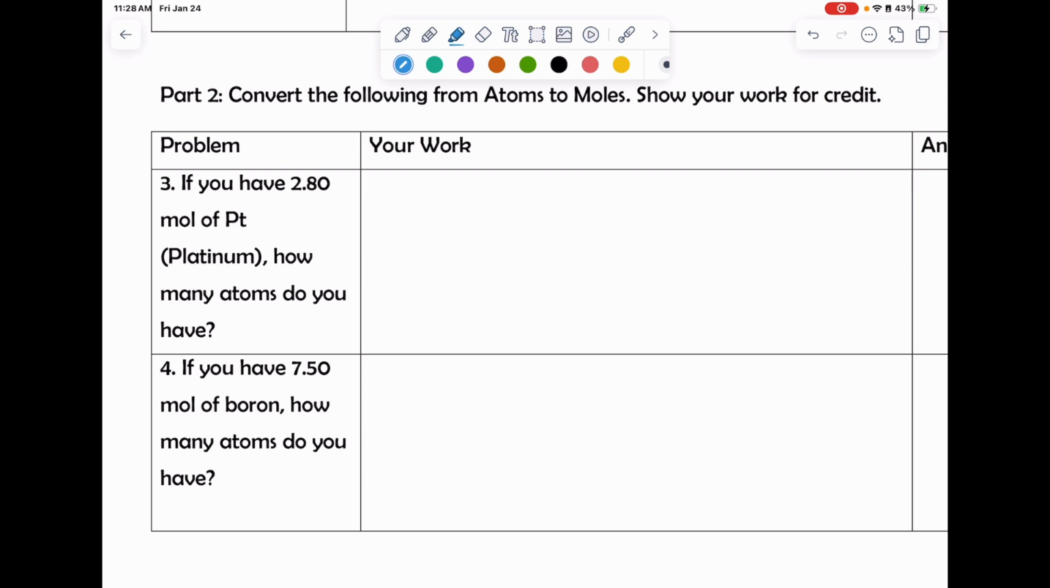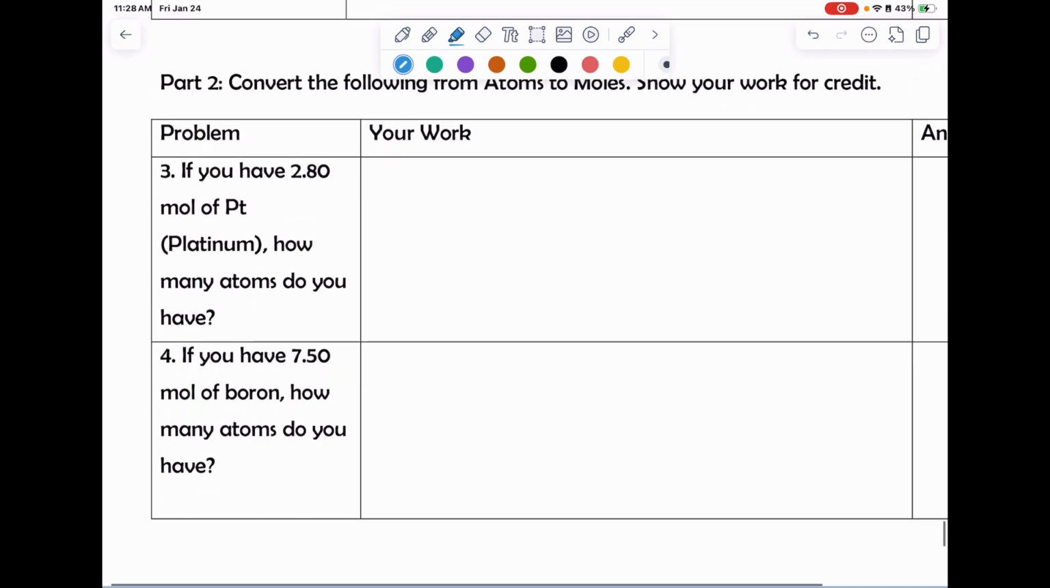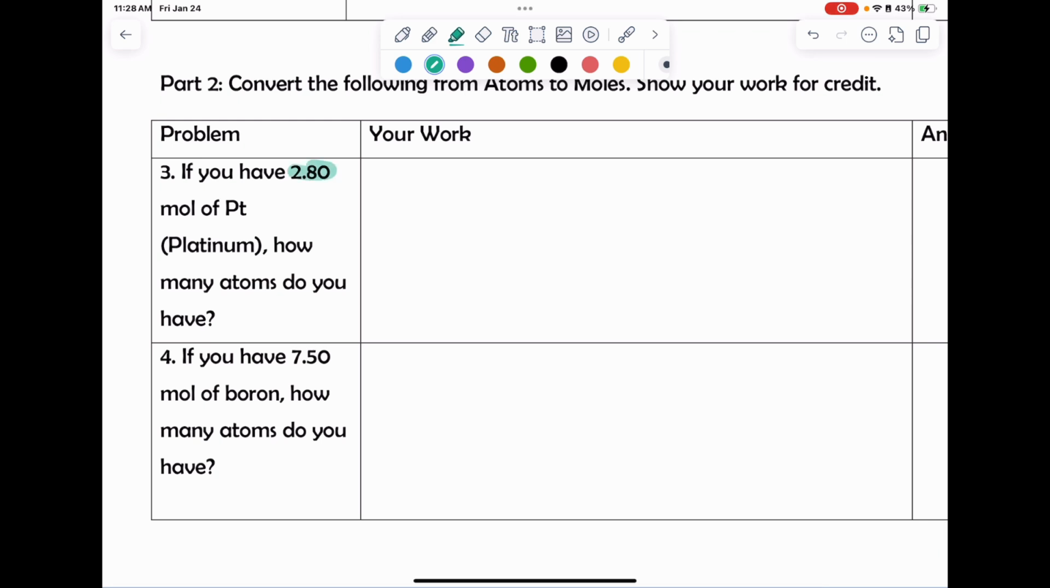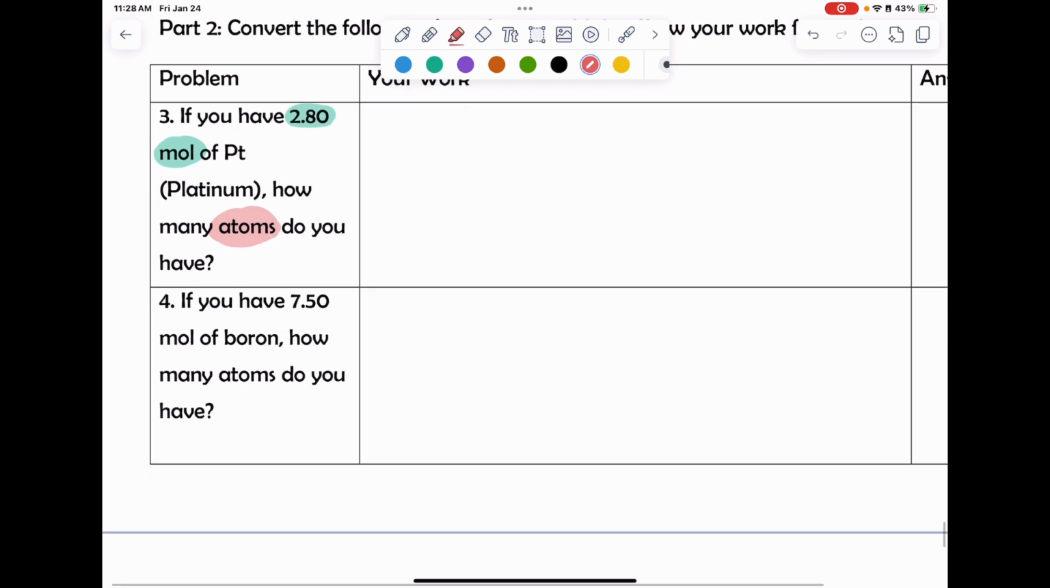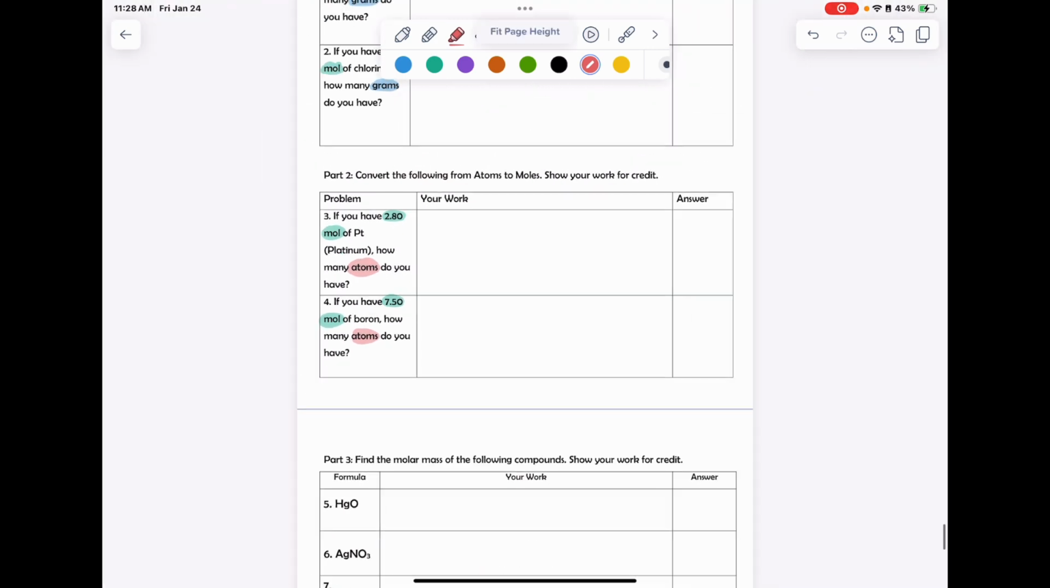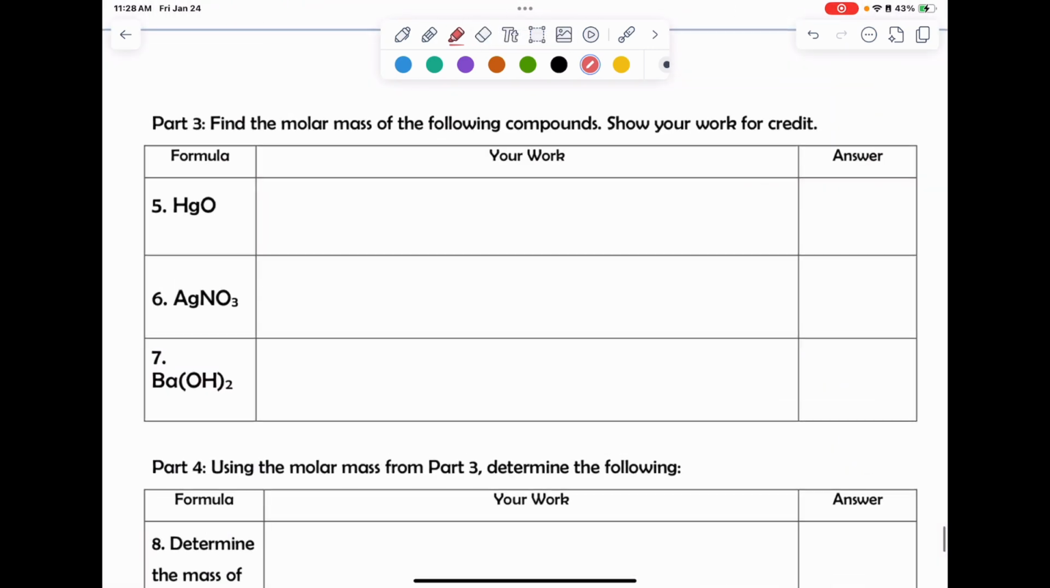If you have 2.8 moles, all right, moles is green. How many atoms do you have? Keyword atoms, pink, because we need to use Avogadro's number. Same thing with the next problem. If you have 7.5 moles, how many atoms do you have? This just helps me organize this.